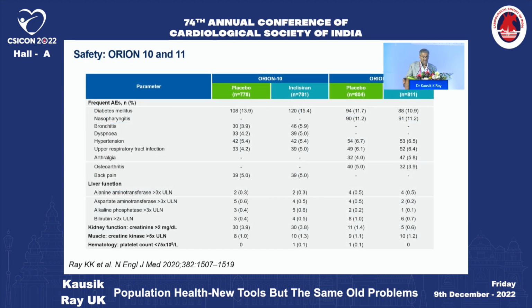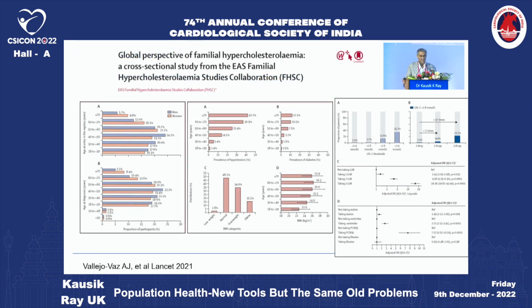Now, this doesn't really come at the price of any major adverse events. So when you look at liver safety, when you look at CK, when you look at platelet counts, the data for inclisiran are comparable with placebo. The only thing that you see is a small excess of injection site adverse events.